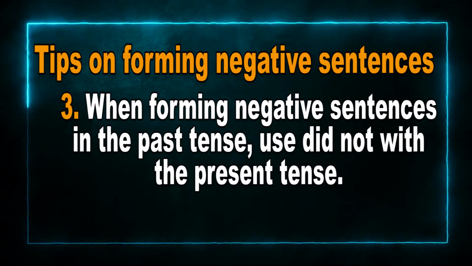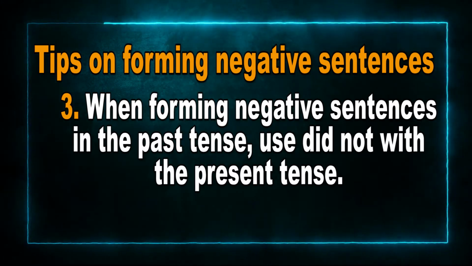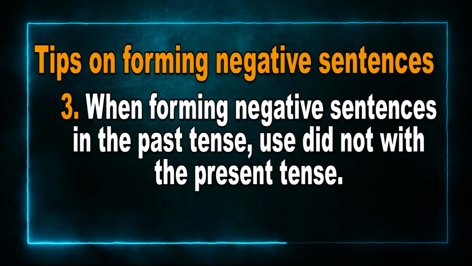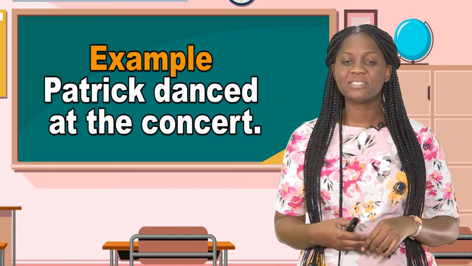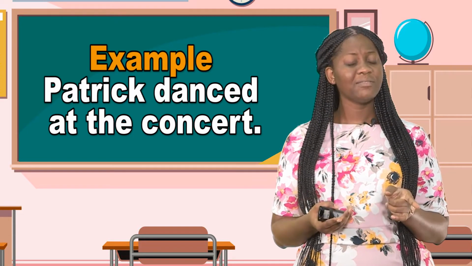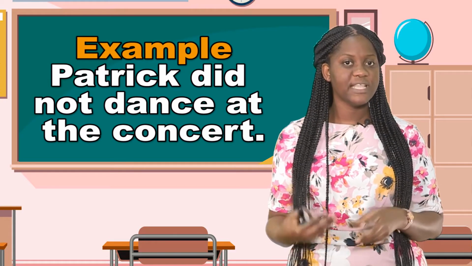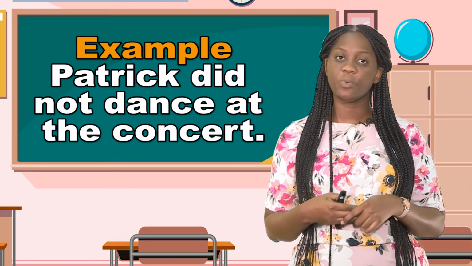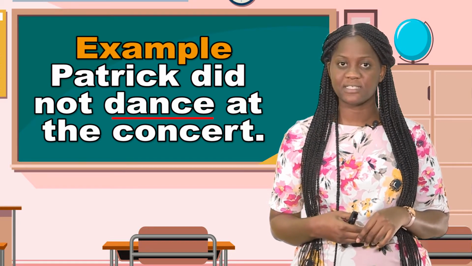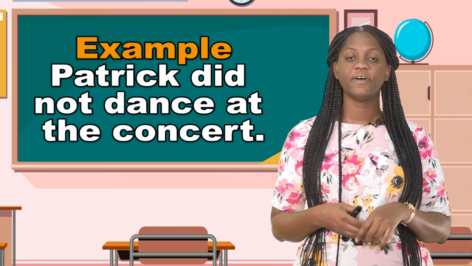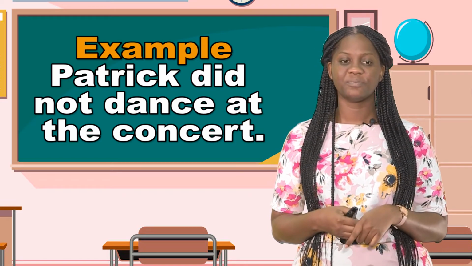Further, when forming negative sentences in the past tense, use did not with the present tense. So take for example, we say, Patrick danced at the concert. That is a positive sentence. To change this sentence to its negative form, we can use the words did not before the present tense form of danced. Therefore, we can have Patrick did not dance at the concert.